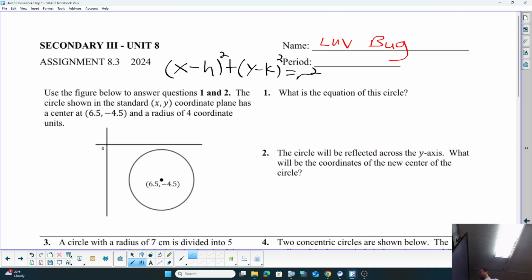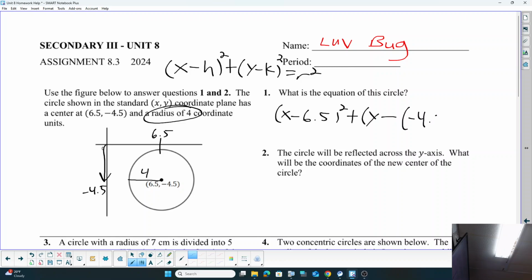Right? So they give you this coordinate. They tell you the radius is 4. So that distance is 4. And so we just plug it into our formula. And so we do x minus the h value, which is this distance, which is 6.5, all squared, plus y minus our k value, which is this distance here, which is negative 4.5. So watch out, that's a negative times a negative is a positive, all squared, equals the radius squared.